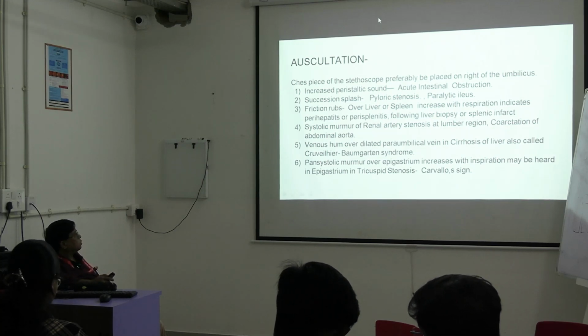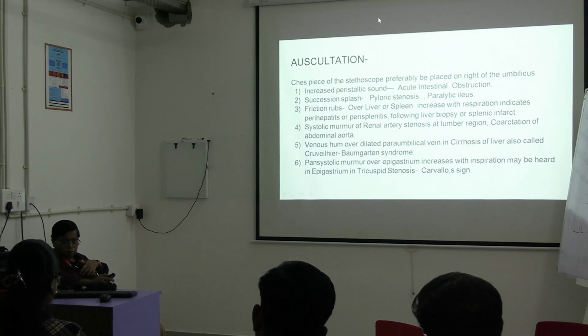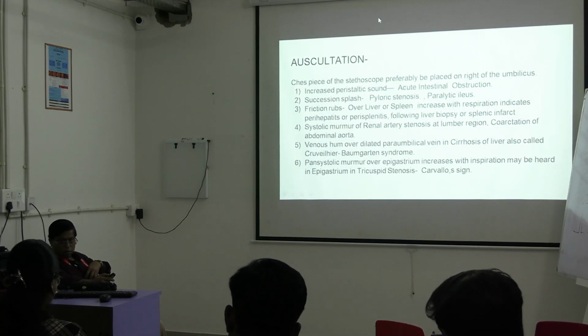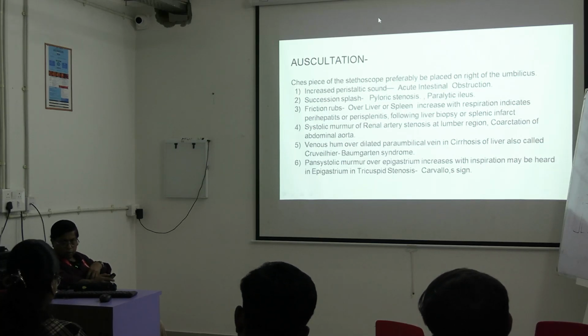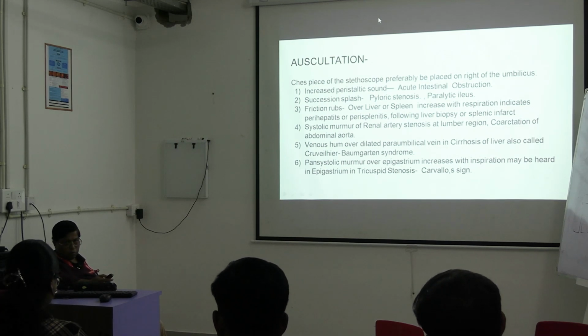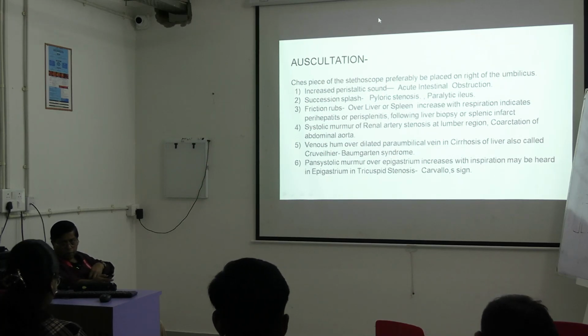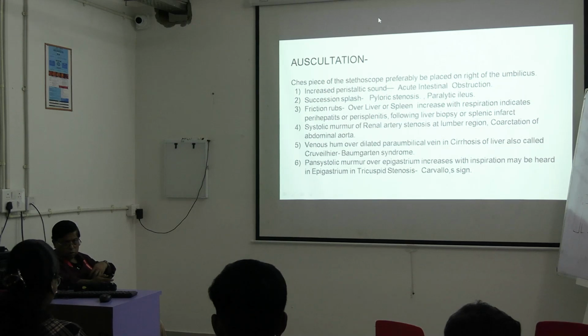Then a pansystolic murmur over the epigastrium that increases with inspiration may be heard in the epigastrium in tricuspid regurgitation. The heart is very much enlarged and the tricuspid area is very close to the epigastrium. That murmur you can hear in the epigastrium. It is called Carvallo's sign. Just remember the names if you can. When the tricuspid murmur is heard in the epigastrium, it is called Carvallo's sign.